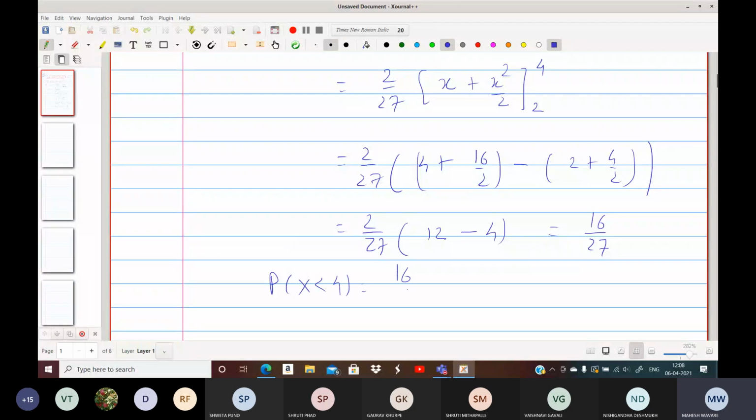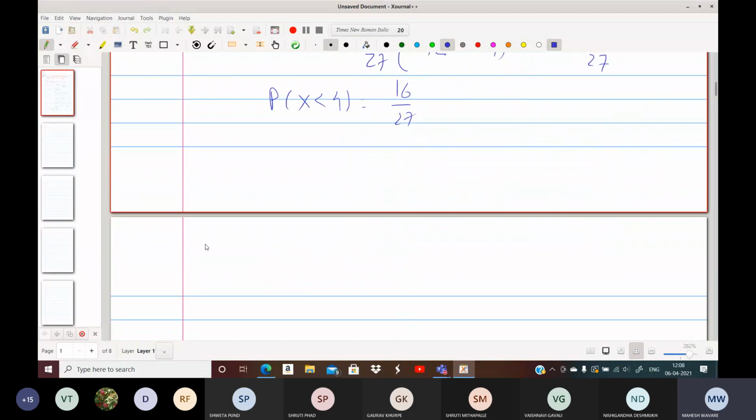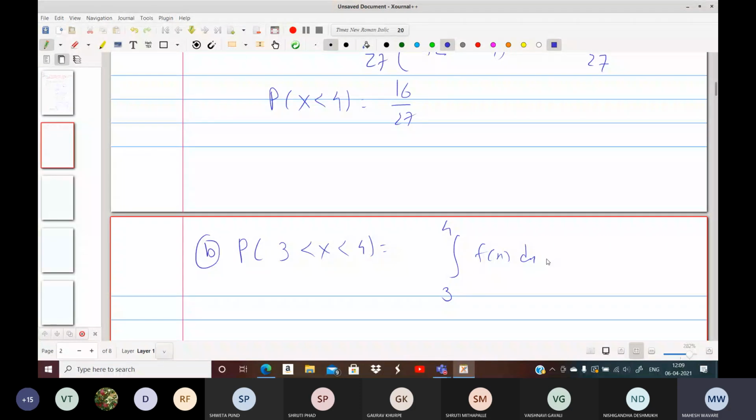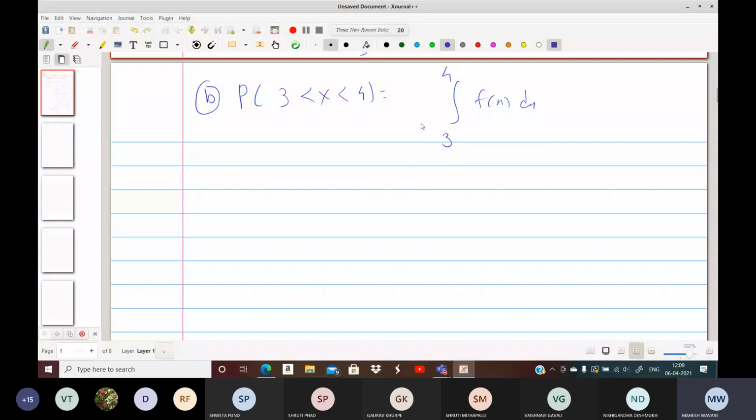And what is the other part? Probability between 3 and 4. B part: probability of 3 less than x less than 4. It is nothing but the integration from 3 to 4 of f of x dx. The function is given for 2 to 5, and 3 and 4 are in between that, so the function has value between 3 and 4. The value of the function is 2 upon 27, which can be taken out, integral from 3 to 4 of 1 plus x dx.